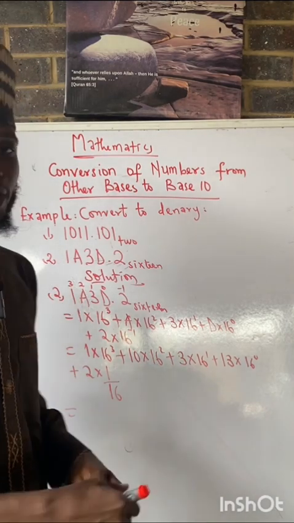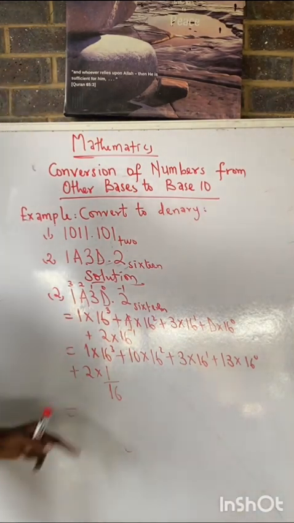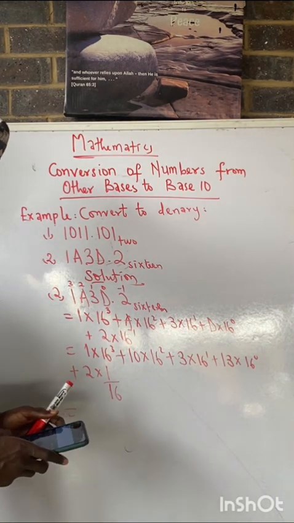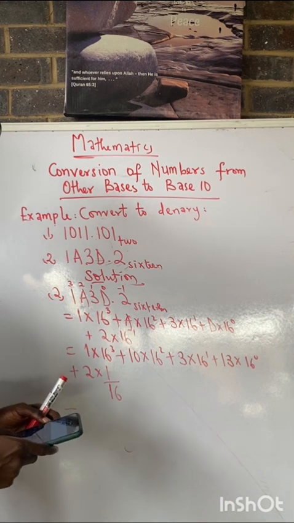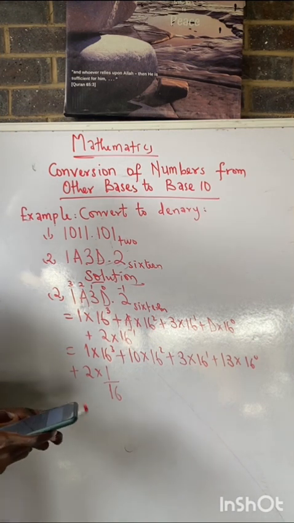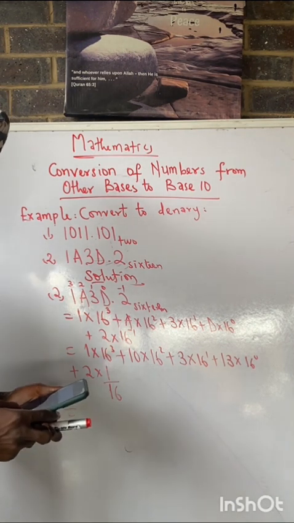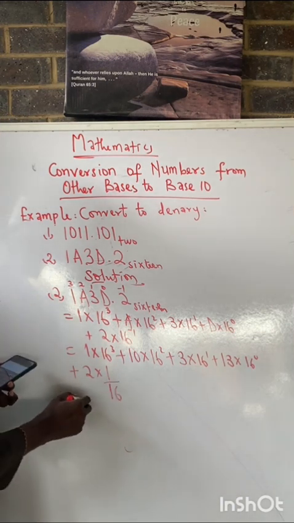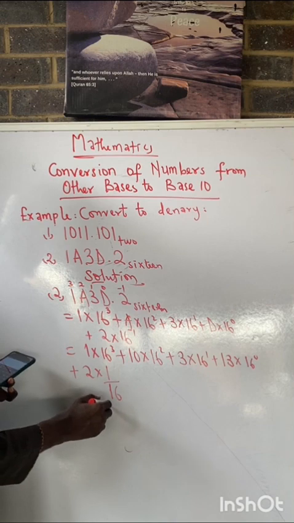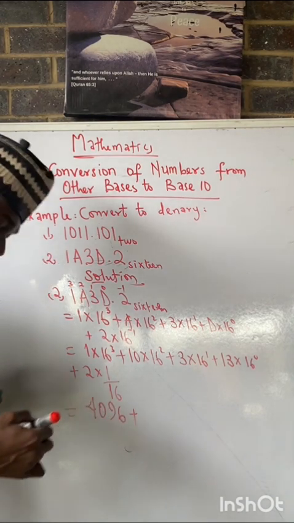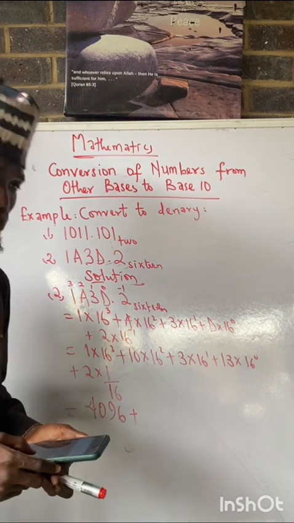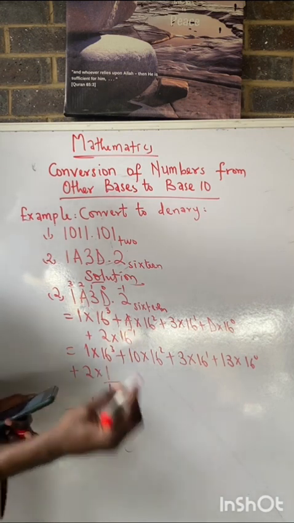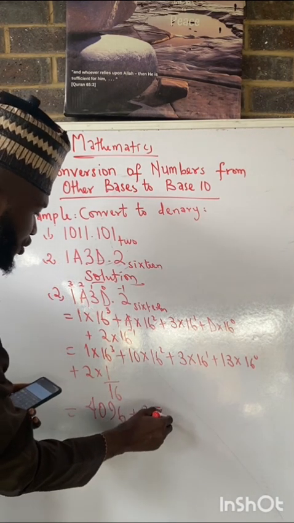Now, the next thing is to simplify this. Let's consider this one by one. 16 raised to the power of 3, we have to use our calculator. That's 16 times 16 times 16, times 1, that will be 4096. Plus 10 times 16 raised to the power of 2. 16 raised to the power of 2 is 256. That's 16 squared, 256. Times 10, that's 2560.